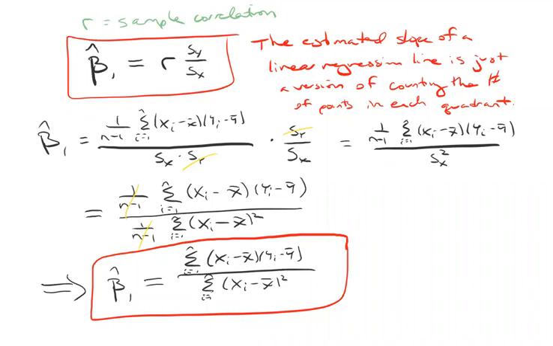Here's a question for you. If Sy is equal to Sx, in other words, if the two variables you're looking at, x and y, have the same standard deviation, what is the estimated slope of that line?